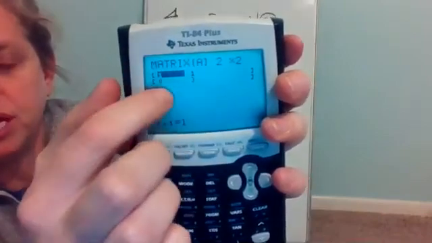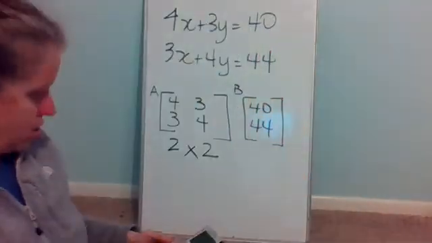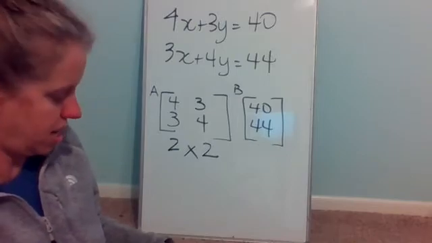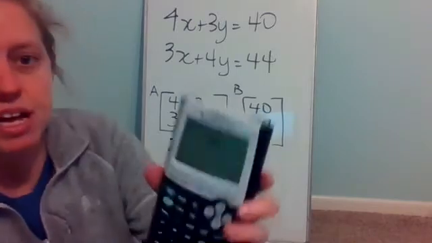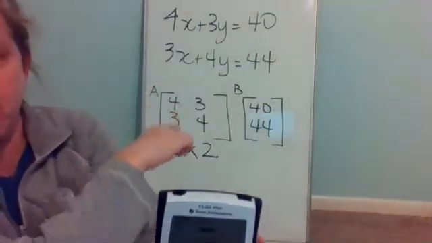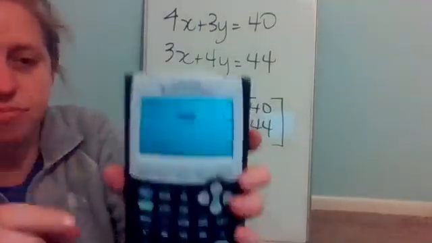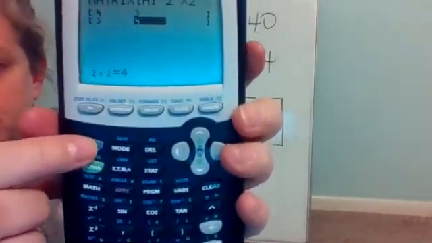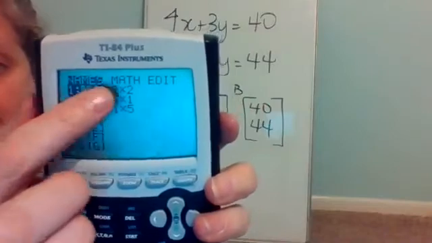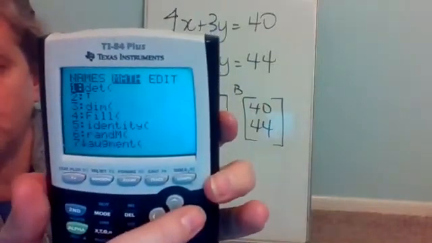To change your matrix to be 2 rows and 2 columns. Then enter your rows here. So let's see, the top row will be 4, 3. The bottom row will be 3, 4. So just make sure that your matrix A here matches your matrix A there. Then you're going to go to second matrix. You're still editing, right? So make sure you scroll over to edit.